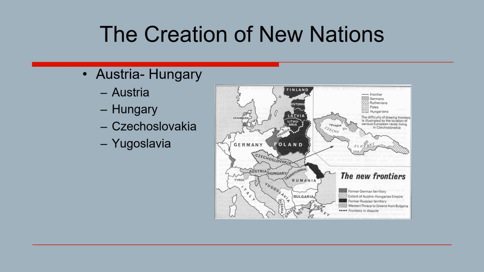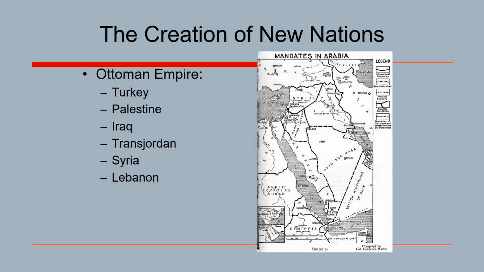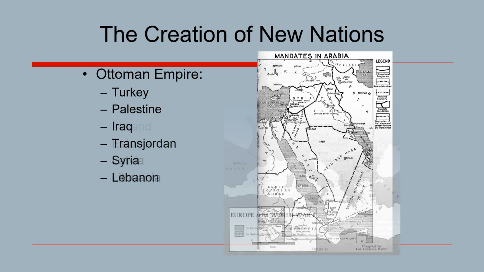And so when we look at the European map, things get real confusing real quick. Again, for APUSH, don't need to be too concerned with this. If you take AP Euro with me next year, we'll get more into this. But for APUSH, what we see is a series of new nation states. Austria-Hungary gets carved up into Austria, Hungary, Czechoslovakia, and Yugoslavia. The Ottoman Empire gets carved up into Turkey, Palestine, Iraq, Transjordan, Syria, and Lebanon.